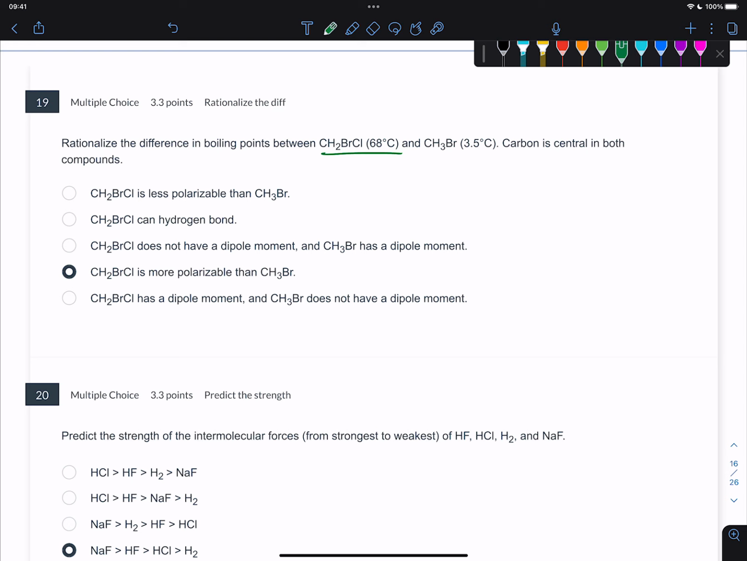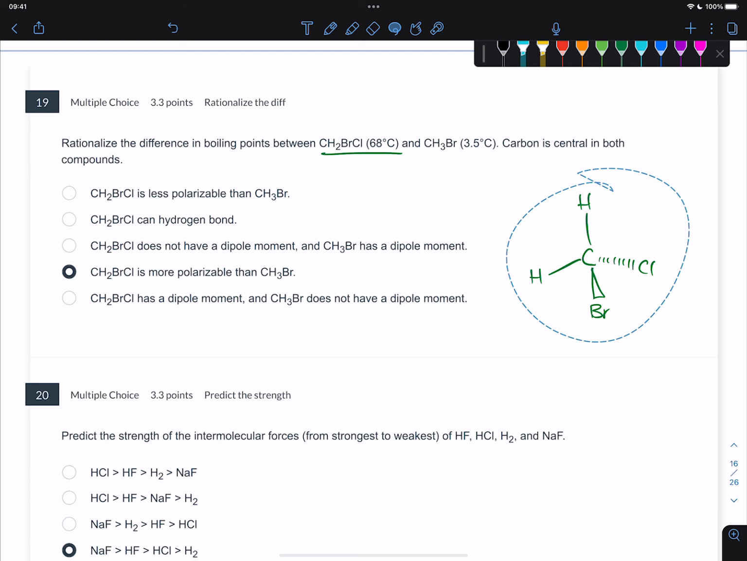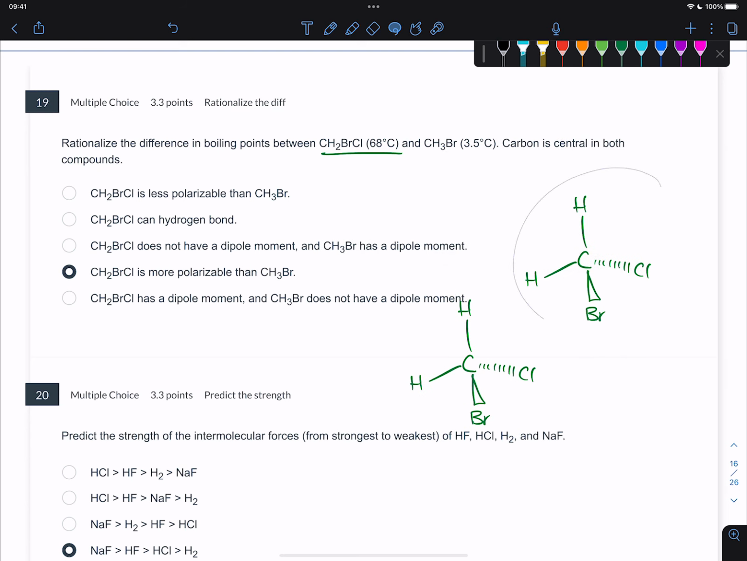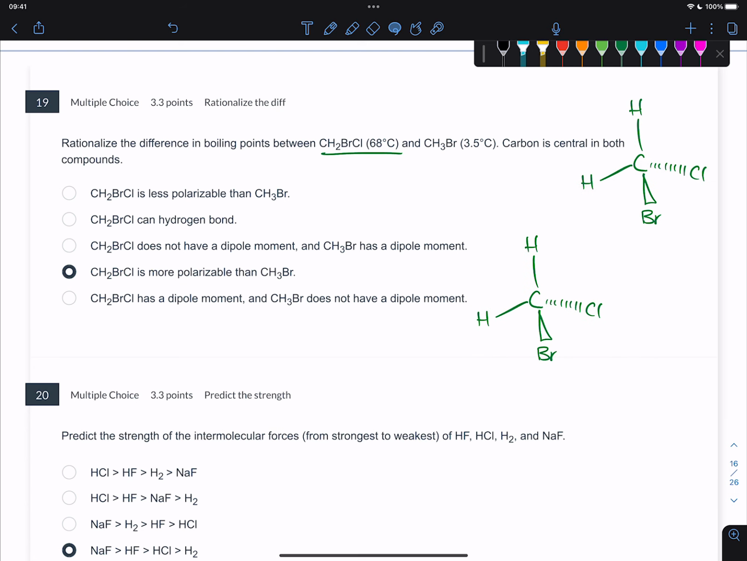CH2BrCl looks like this. You have a carbon in the middle, two hydrogens, a bromine somewhere, and a chlorine somewhere. This is polar. But so is CH3Br. So let me duplicate this and move it around. There's one of our molecules. Here's the other molecule. Obviously, the only difference is I'm going to replace the Cl with H.